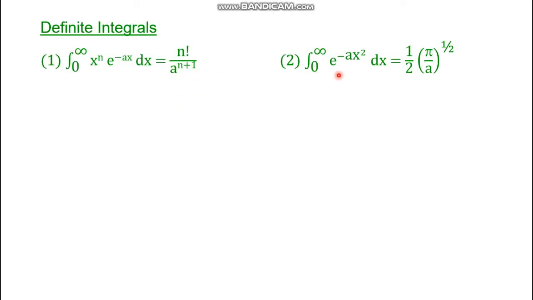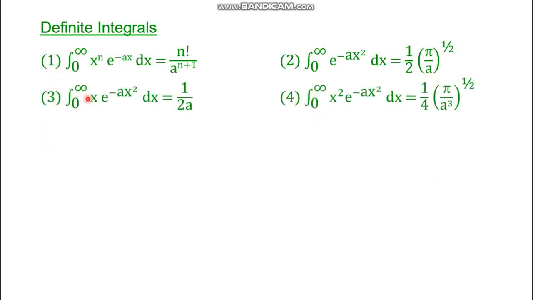Integration of e to the power minus ax squared dx from the limit 0 to infinity has the result half into pi by a whole to the power half. For integration 0 to infinity x into e to the power minus ax squared dx equals 1 by twice a, while integration 0 to infinity x squared e to the power minus ax squared dx is 1 by 4 into pi by a cubed whole to the power half.